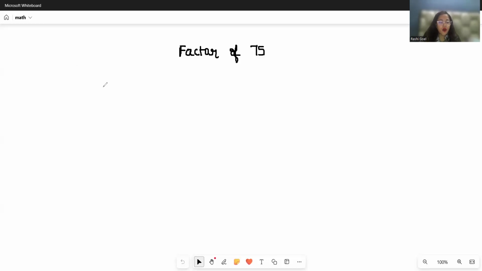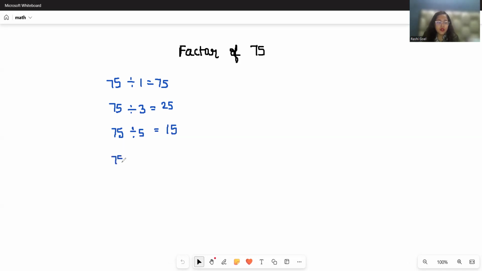So start checking from 1. 75 divided by 1 is 75, or we can write it like this, 75. Now 75 is an odd number, so it is not divisible by 2. Coming to 3, it gives 25. Now it is not divisible by 4 as well. So 75 divided by 5 gives 15.